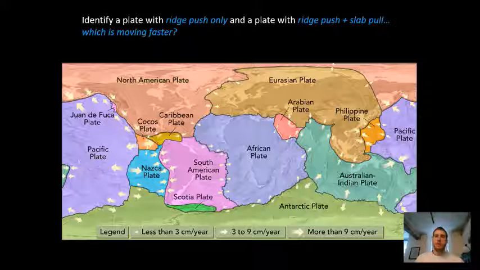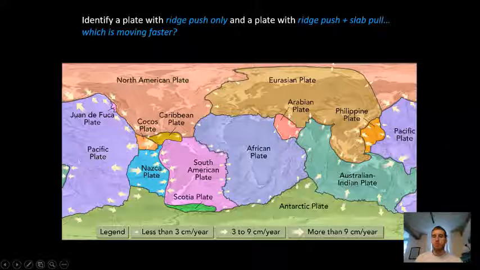And so thinking about ridge push and slab pull, we can look at this map of tectonic plates and begin to look at the different plates and see if we can determine whether each is being moved as a consequence of ridge push, slab pull, or a combination of the two. So we can start here in the African plate. If we look all around the edges of the African plate, we can see that for the most part, as indicated by the white arrows and our general knowledge of plate tectonic boundaries, it's essentially surrounded by divergent boundaries. What this means is that it's only going to experience ridge push.